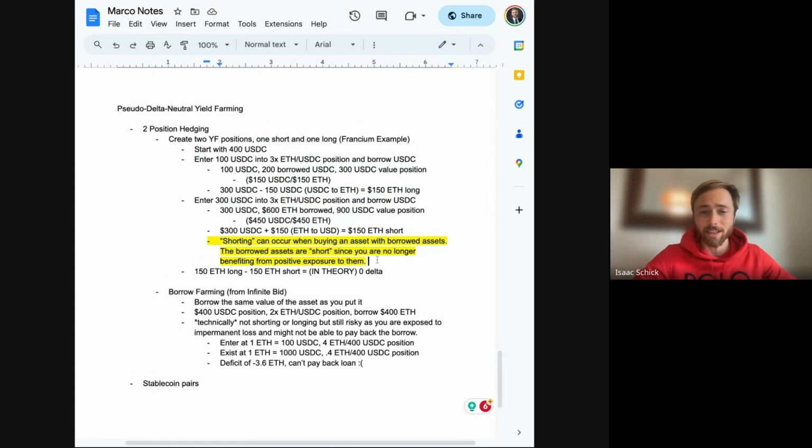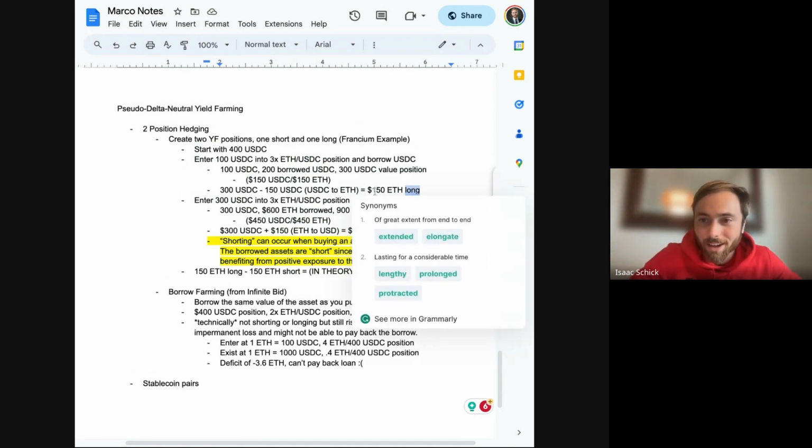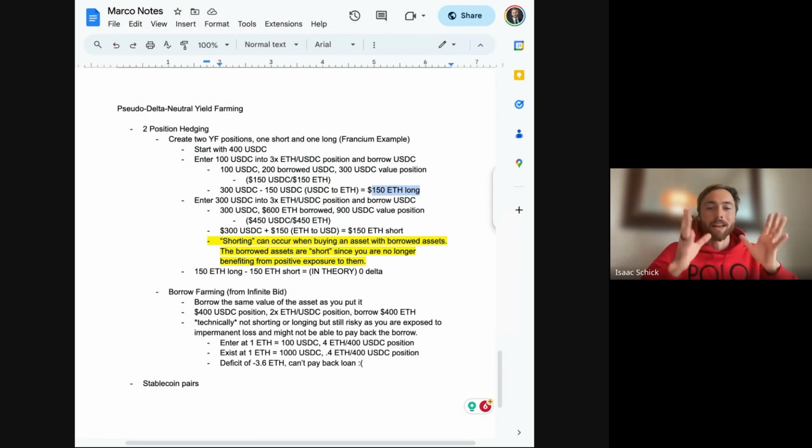Essentially, all shorting is, at least for these practical purposes, is that you are going to take an asset, borrow it, and then sell it into another asset. Oh, and sorry, I said short, I meant long on the 150 ETH. Because to short, you have to buy or borrow an asset and then sell that asset for something else, okay? In this first example, we borrowed 100 USDC, and then we used 150 of that to buy Ethereum. So by borrowing USDC and buying ETH, we are now short USDC and long ETH.